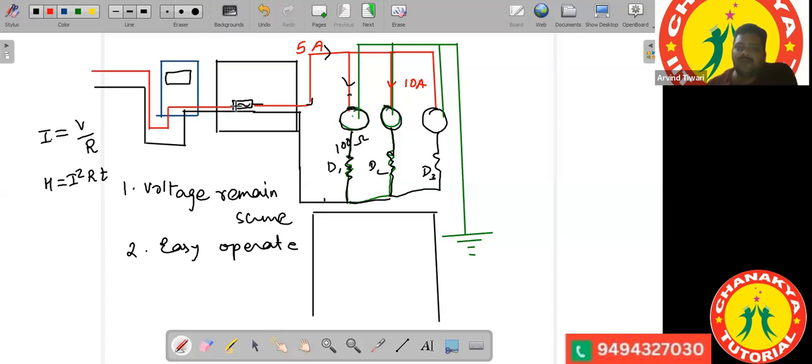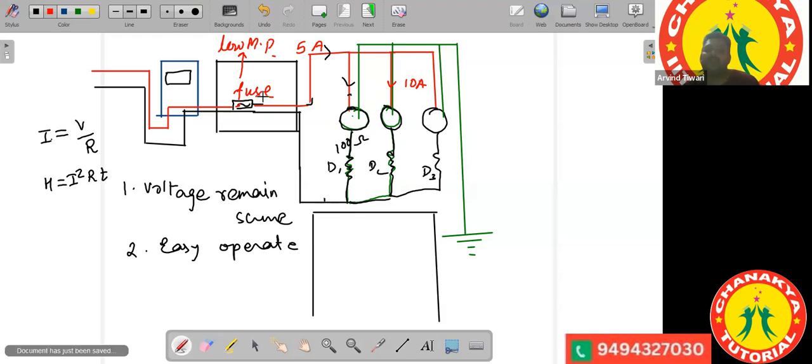As we can see, our fuse wire is connected in the phase wire or live wire. So the fuse is connected in the live wire, in series with the live wire. It has a low melting point. So if the current in the circuit increases heavily, in that situation the fuse wire will melt because of the heat generated in it, causing the circuit to break. So the circuit will break over here.